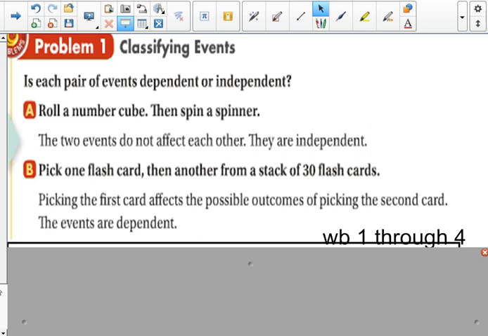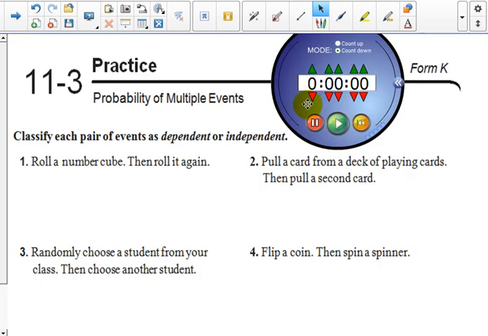So let's look at our workbook page, problems 1 through 4. And let's look at these. Roll a number cube, then roll it again. Does the first roll affect the second roll? Yes or no? They don't affect each other, so what are they? Independent. So write independent, or put a big I.